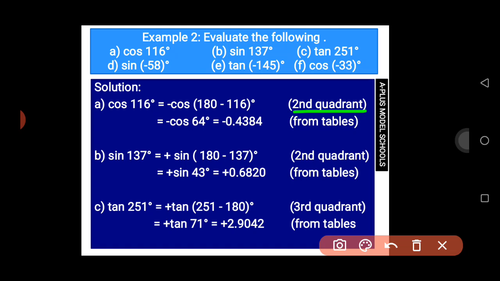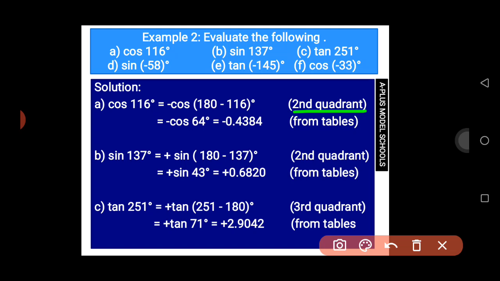When you look at the first example, you are not given the trig ratios. But in this second example, you are given the trig ratio. So here you look for the trig ratio, the sign is negative, which is minus cos 64 degrees. And when you look for cos 64 degrees in the four-figure table, that will give you 0.4384. So that will give us minus 0.4384.